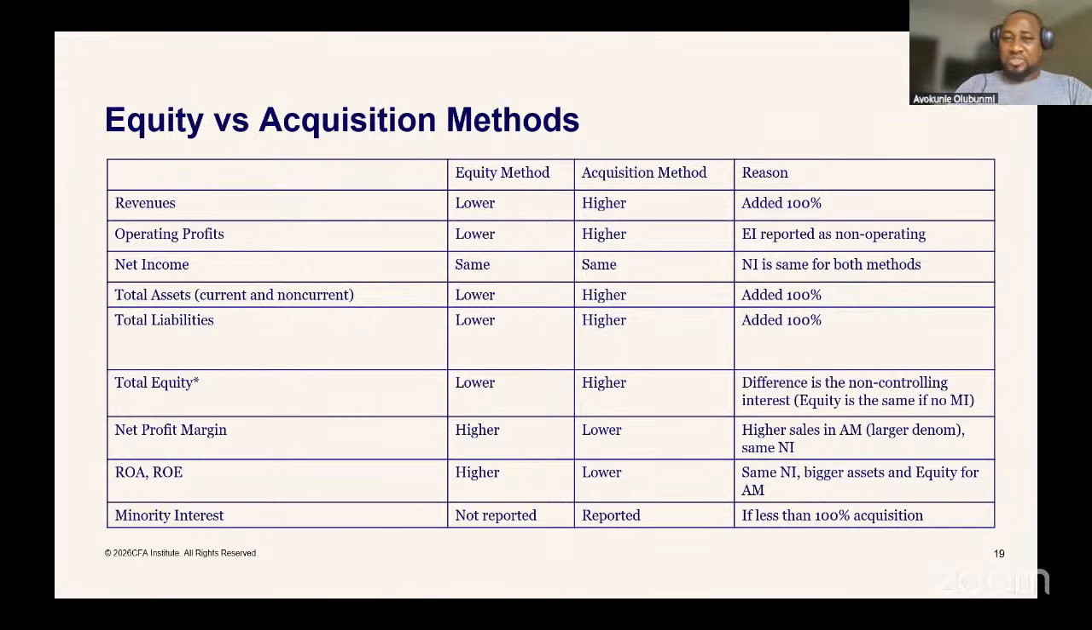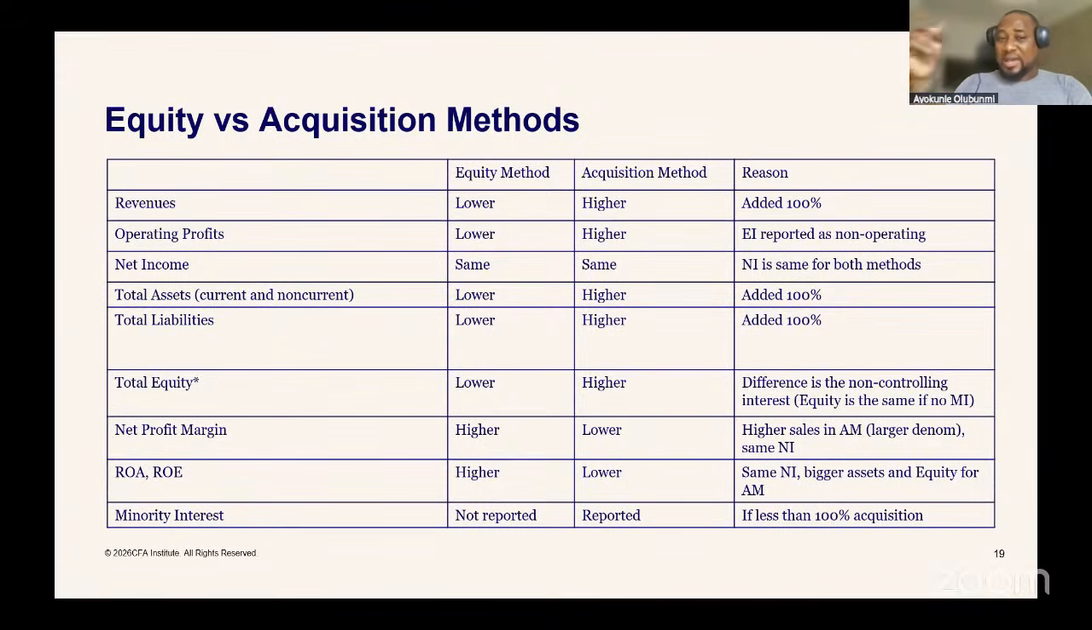Total assets are going to be higher under the acquisition method. Liabilities will also be higher, because remember that you're adding the subsidiary's assets and liabilities. In terms of equity, it should ideally be the same. However, if you have non-controlling interest, it will be higher under the acquisition method. Your net profit margin will be higher under the equity method but lower under the acquisition method. ROA will also be lower under the acquisition method, because the asset base is larger.